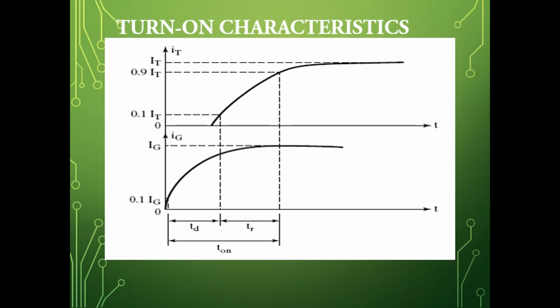So, TD is the delay time and TR is the rise time of the thyristor. Delay time and the rise time of the thyristor. So, this collectively is your on time of the thyristor, TD plus TR. So, what is on time T on?